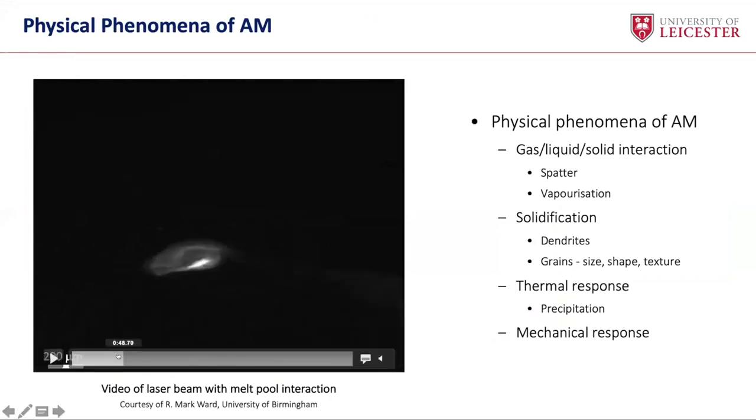The melt pool here, this is liquid metal. The melt pool is not very large, I would say. It's a maximum of a millimeter length scale. This is just a 200 micron scale bar here.